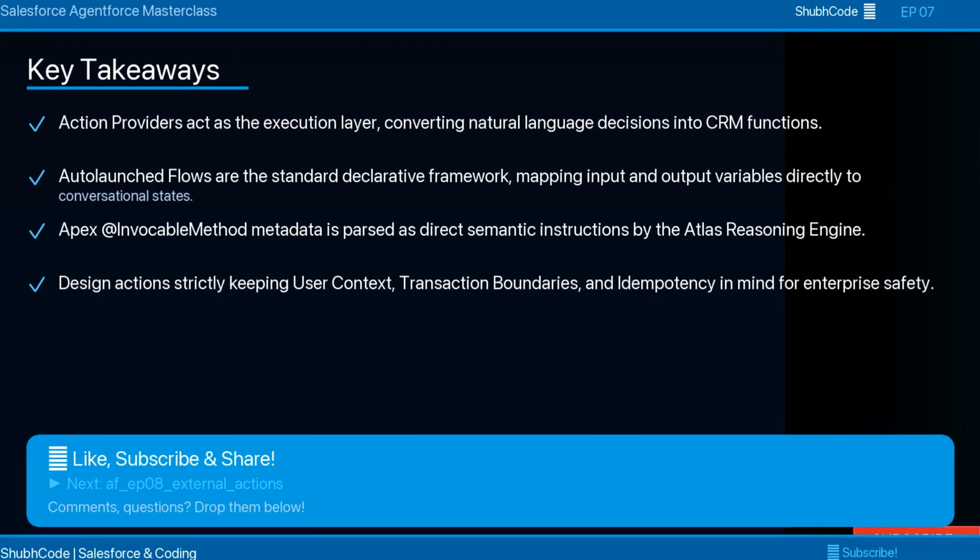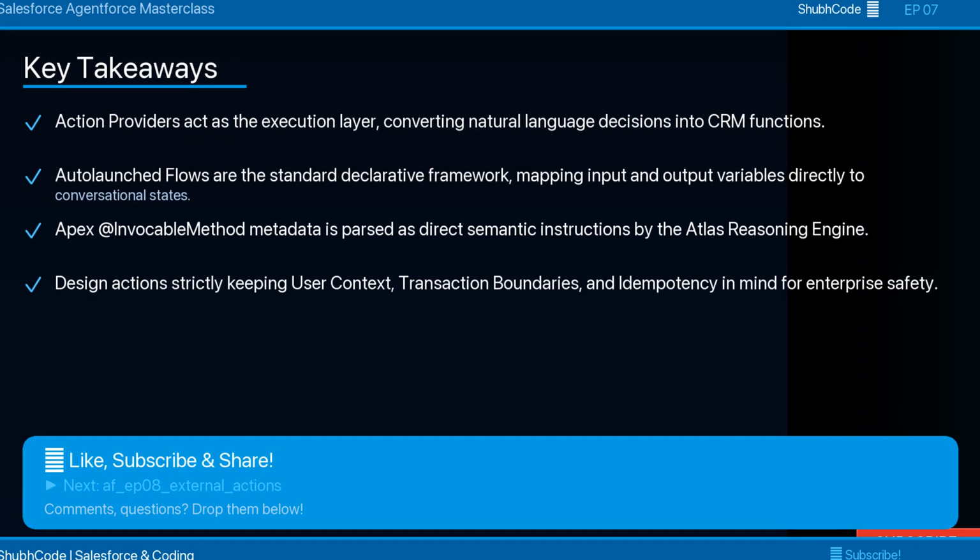Alright, let's wrap up. Here are the key things to remember. Action providers act as the execution layer, converting natural language decisions into CRM functions. Auto-launched flows are the standard declarative framework, mapping input and output variables directly to conversational states. Apex @InvocableMethod metadata is parsed as direct semantic instructions by the Atlas reasoning engine. Design actions strictly keeping user context, transaction boundaries, and idempotency in mind for enterprise safety.